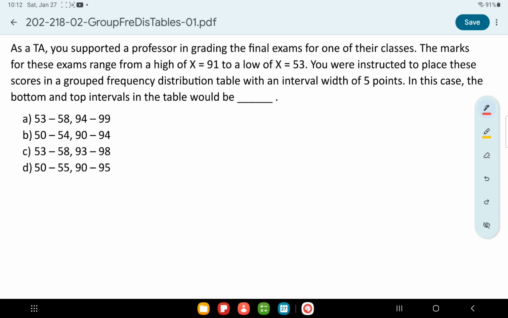Let's keep going. You were instructed to place these scores in a group frequency distribution table with an interval width of 5 points. In this case, the bottom and top intervals in the table would be, now keep in mind, the question has already supplied us with sufficient information to determine an answer there. So we're figuring out the lowest interval that we will be using in constructing such a table, as well as the highest interval.